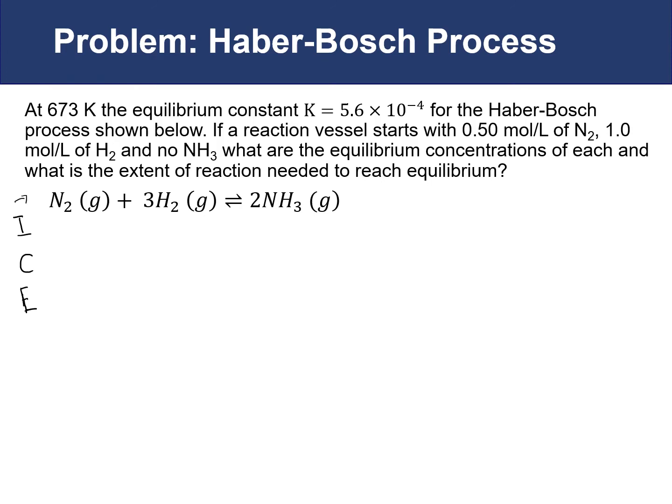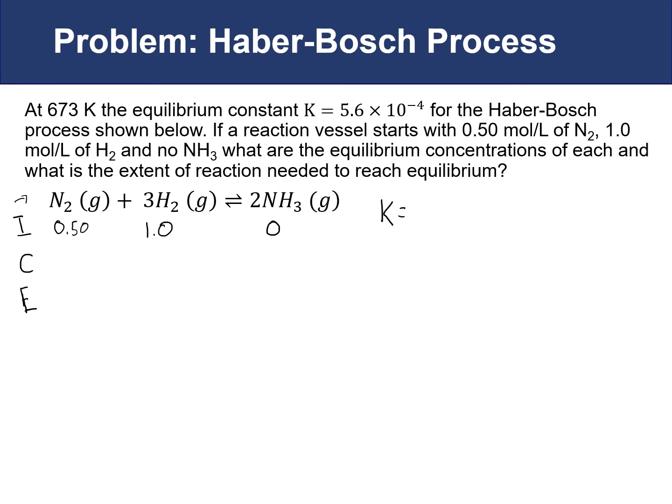Okay, so we write out our initial concentrations. So our starting concentration for nitrogen is 0.50 molar. Our concentration for hydrogen is 1.0 molar. And our concentration for our ammonia is 0. So our K value, or our Q value, we'll just write out K.